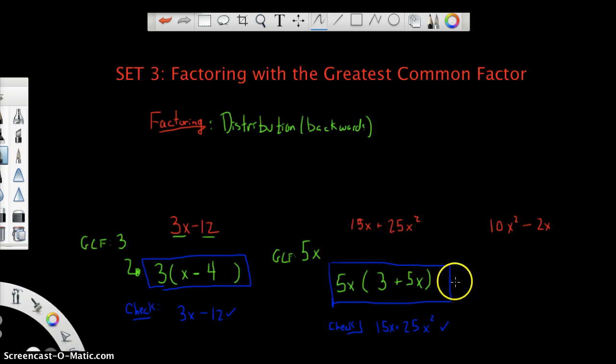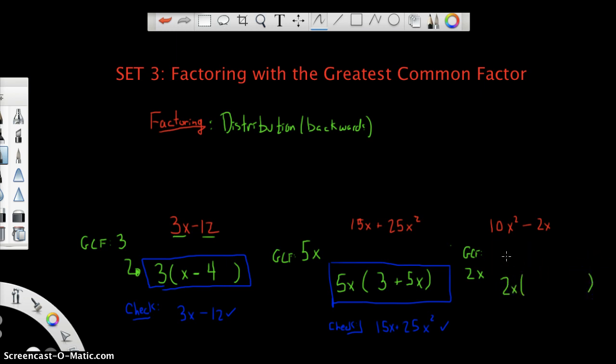All right, let's talk about something that can be a little bit tricky here, and that's when my greatest common factor is actually one of the terms itself. Here, 10 and 2 give me a GCF of 2. X squared and x give me a GCF of x. So already I see that the GCF here is this term. Let's pull it out, so 2x on the outside.